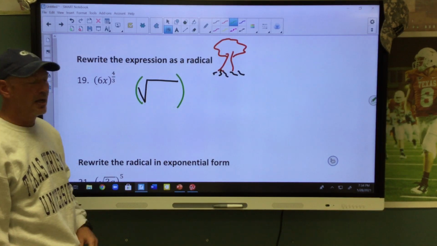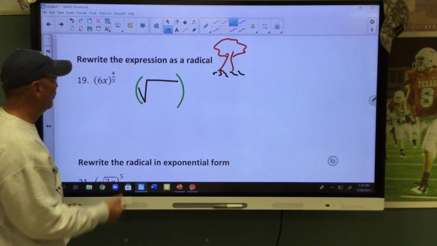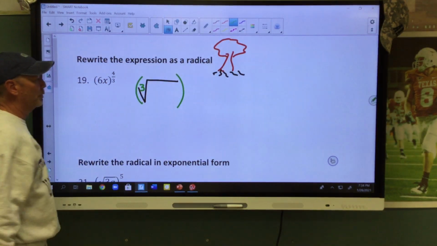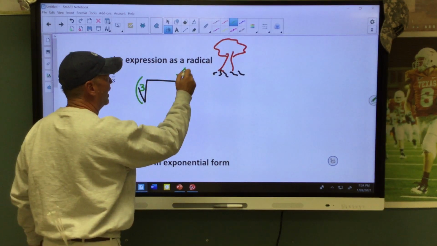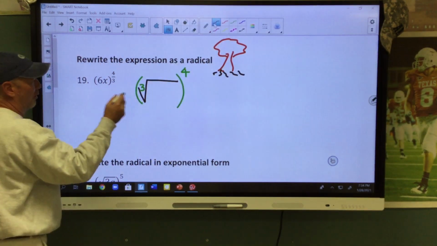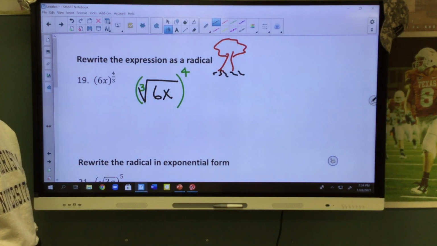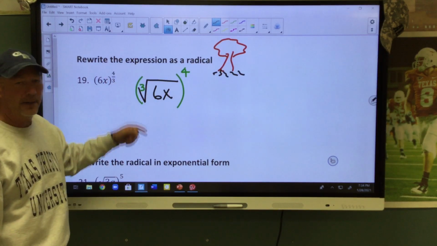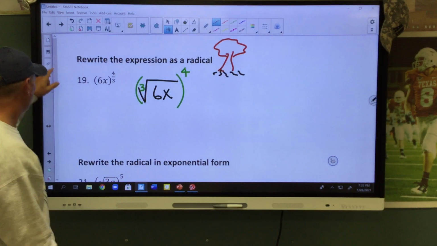What is my root? My root goes in this little nook, but what is my root? My root is at the bottom, so my root goes right there. There's my root. The exponent goes at the top, and what is my number? Or my expression is 6x. Remember, roots are at the bottom. Okay? I know, I'm goofy.